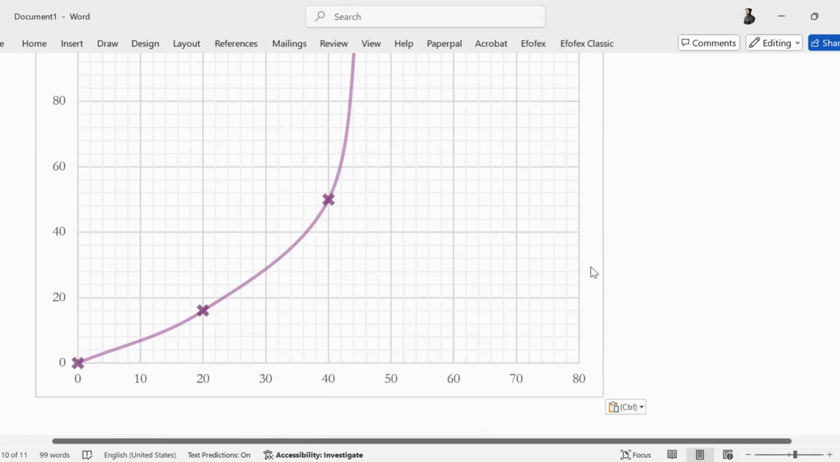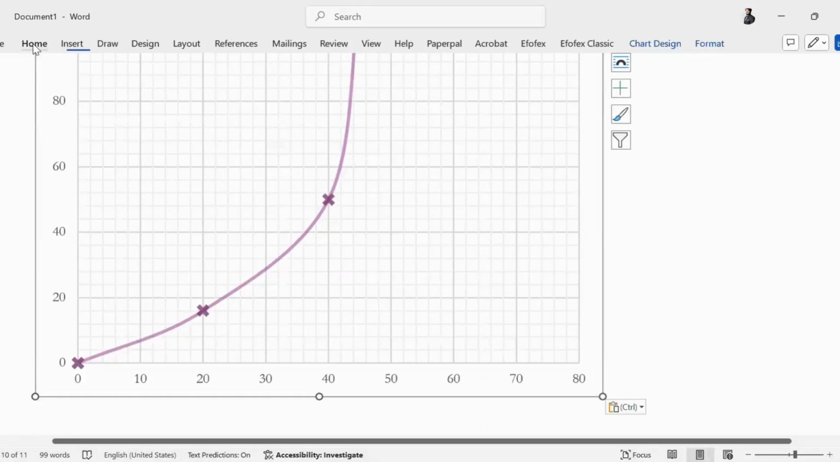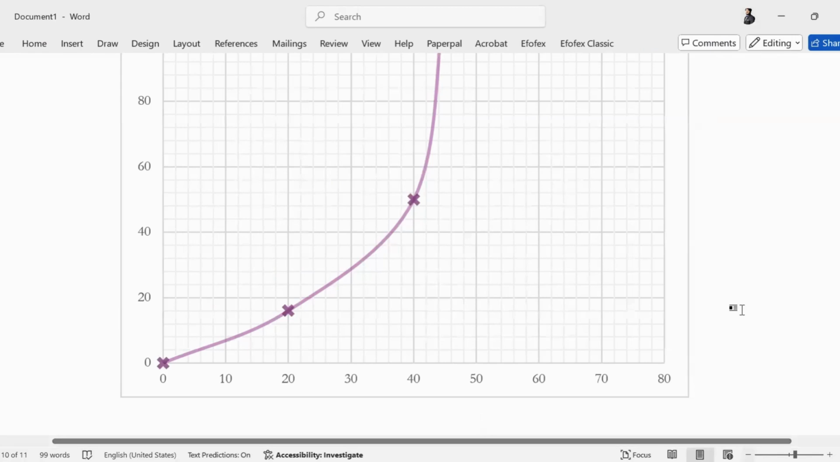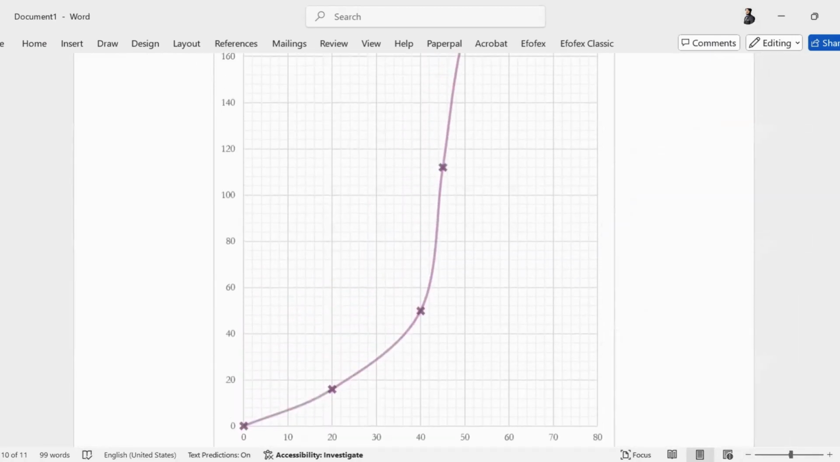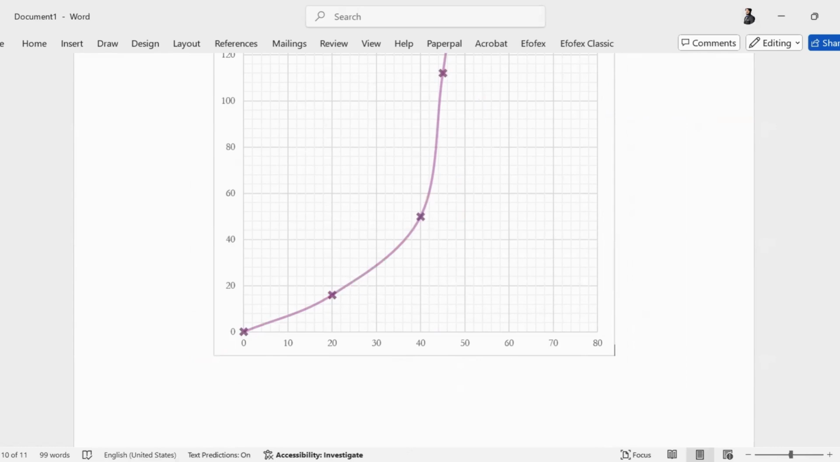This is the kind of graph that you will end up with, and this is how your cumulative frequency curve will look. So you must join all the points with a smooth curve. Now in the next part, it has asked me to find the number of cars that have a speed greater than 35.